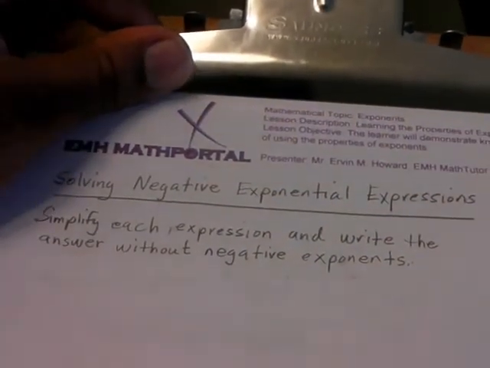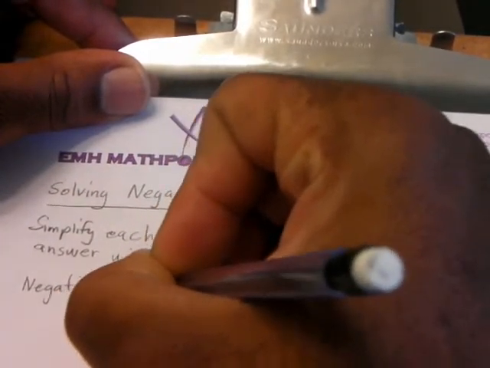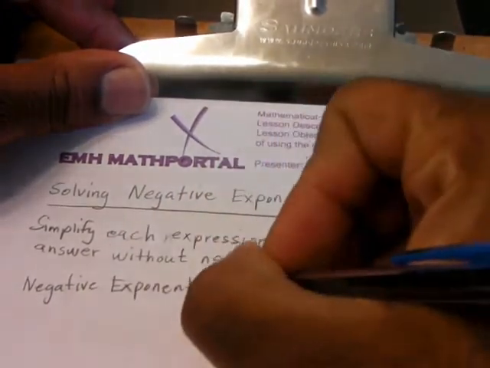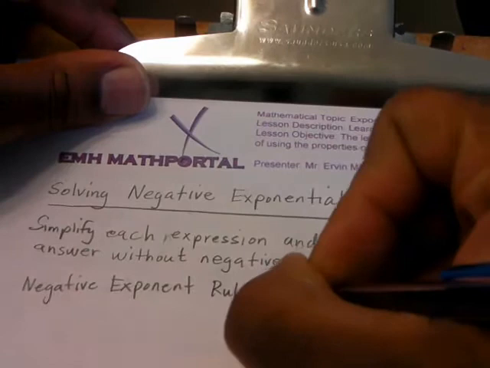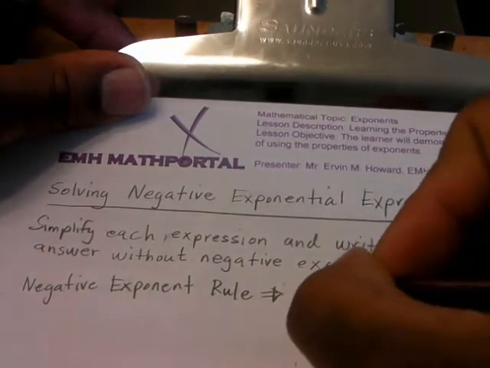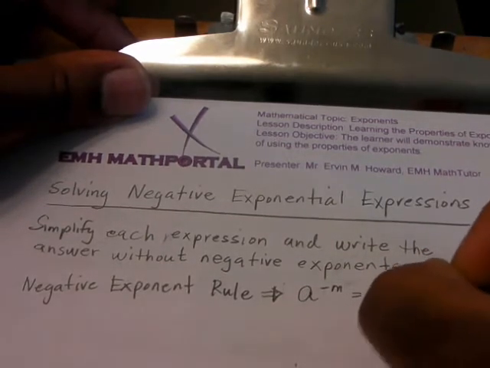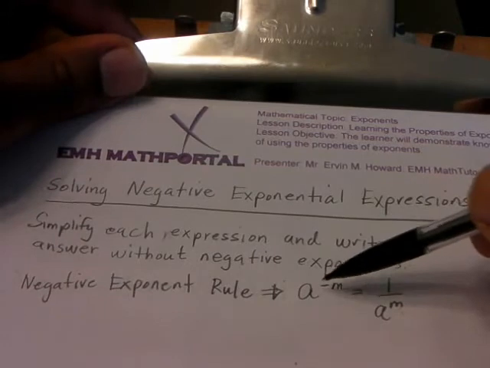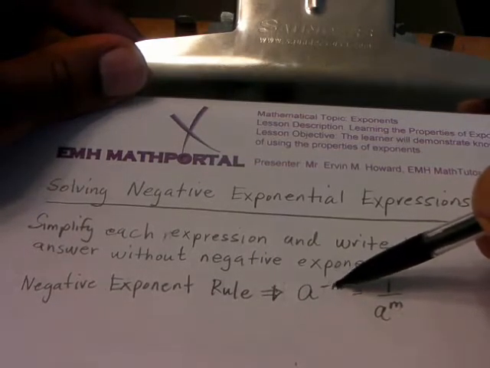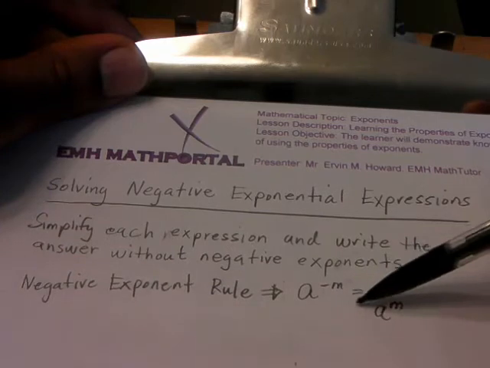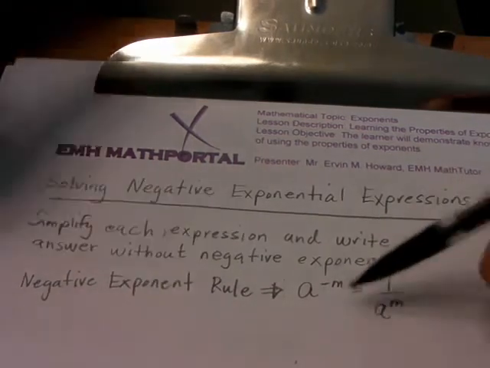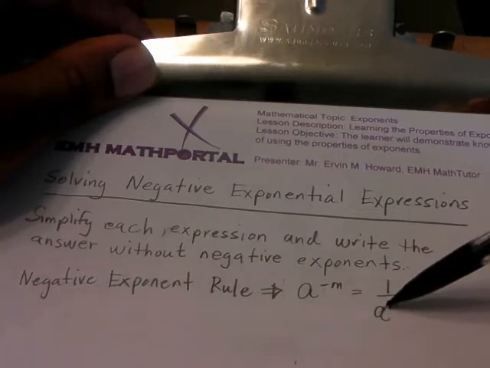Just to remind you of what the formula is, I'll write it down here. The negative exponent rule is represented by the formula a raised to the power of negative m equals 1 over a raised to the power of m. Notice that when I write it, the raised negative exponent becomes the inverse or reciprocal. You take the reciprocal of this, 1 over a raised to the power m.